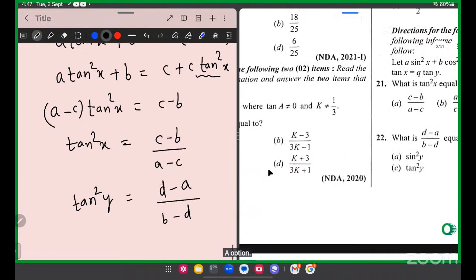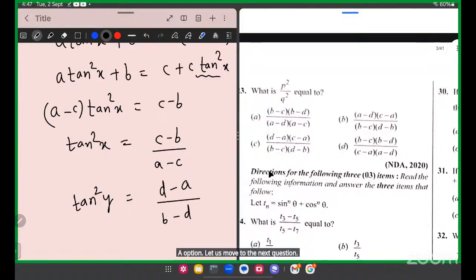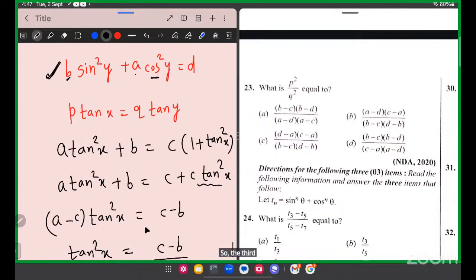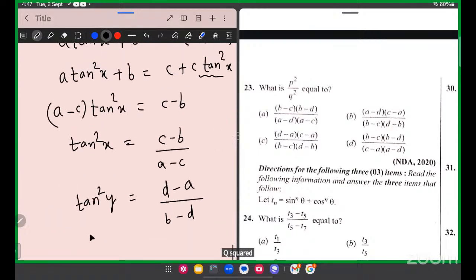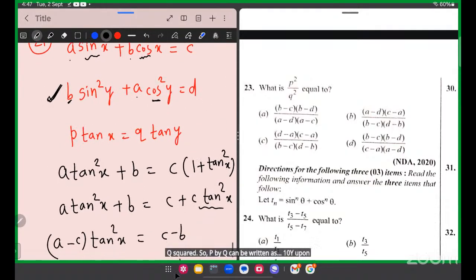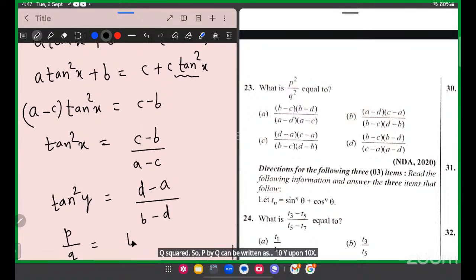Let us move to the next question. Now they are asking, what is p square by q square? So the third relation we have to use here, p square by q square. So p by q can be written as tan y upon tan x, right?